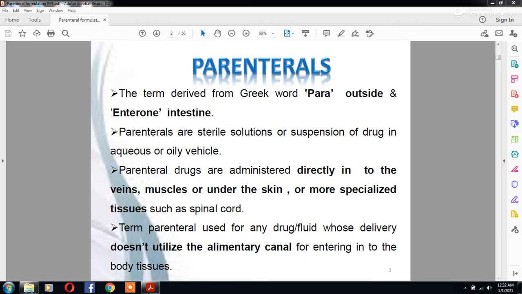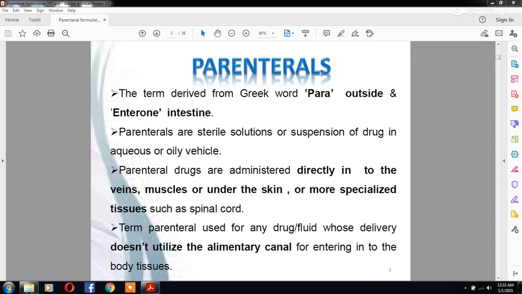So in this lecture I will teach you about the formulation of parenteral products. As we know, the term parenteral is derived from the Greek words para, meaning outside, and enteron, meaning intestine. So parenterals are sterile solutions or suspensions of drug in an aqueous or oily vehicle. Parenteral drugs are administered directly into the veins, muscles, or under the skin, or into more specialized tissues such as the spinal cord.